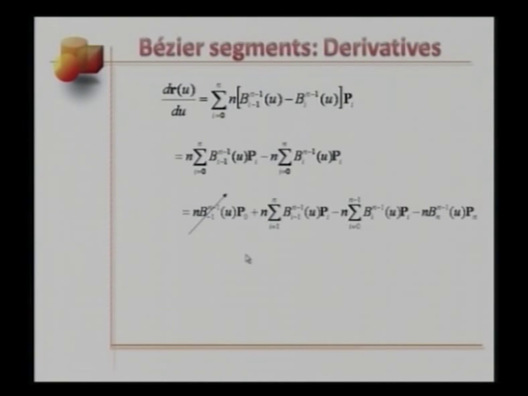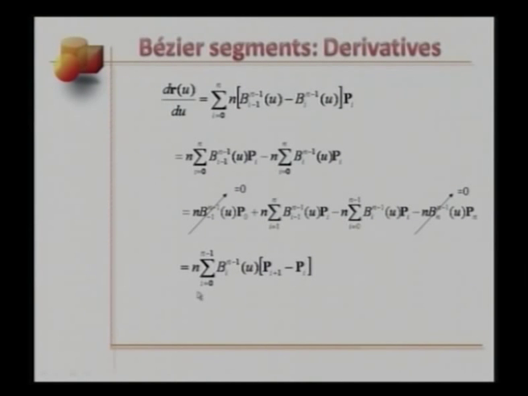By convention, b sub minus 1 super n minus 1 is 0. Likewise, b sub n super n minus 1 is 0. This is an exercise for you to find why this is so. We are left with these two terms, and we combine them together to get n times summation i going from 0 to n minus 1, the ith Bernstein polynomial of degree n minus 1 times, within parentheses, the (i plus 1)th design point minus the ith design point. What do we see?